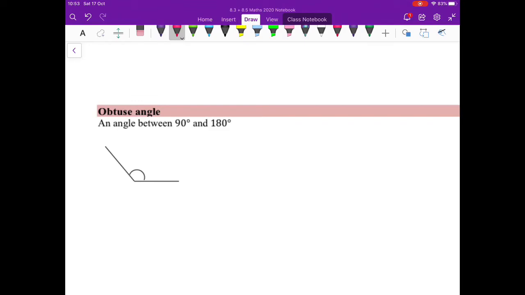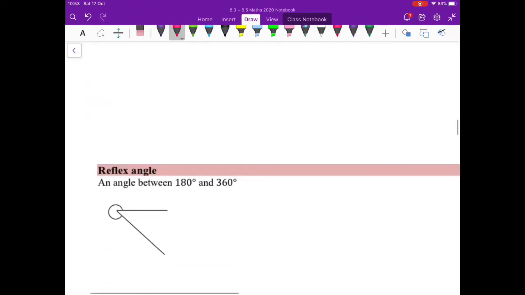An obtuse angle is an angle that can be between 90 and 180. So in other words, any angle greater than 90 but less than 180. Obtuse, that's your fat angle.